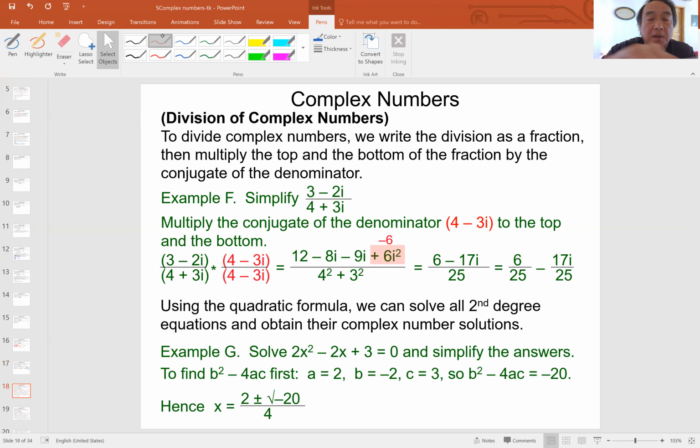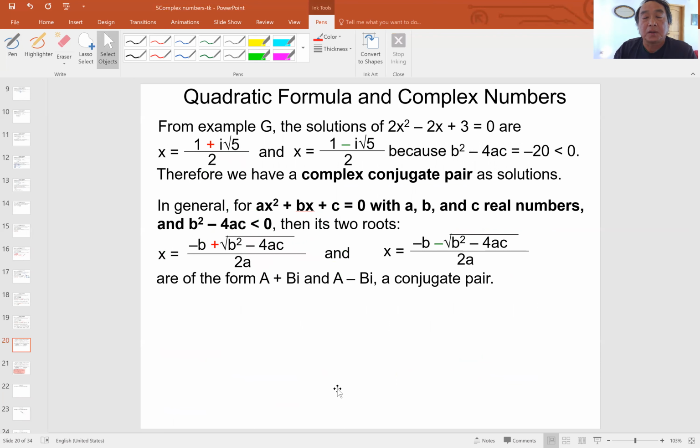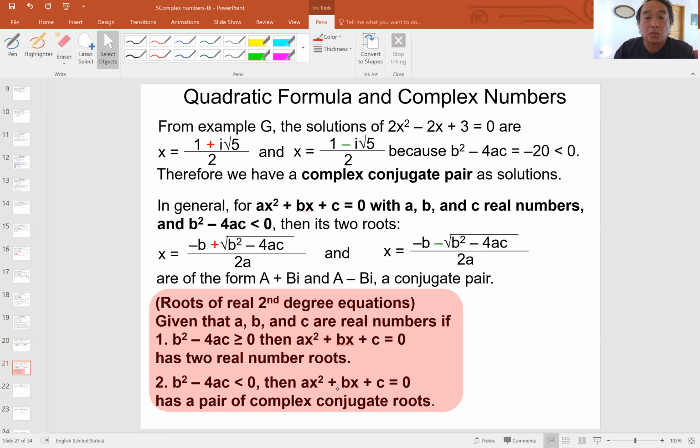And we can now use complex numbers to write the solution for any second degree equation by plugging into the quadratic formula. So for this one, we get complex solutions. And notice that we always get complex answers in conjugate pairs if b squared minus 4ac is negative.